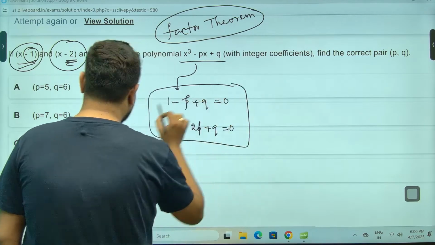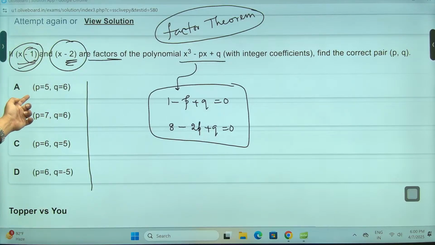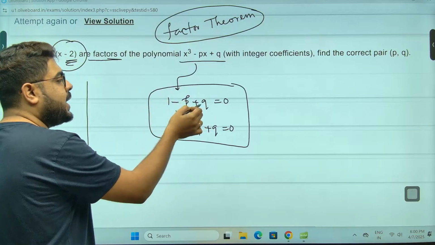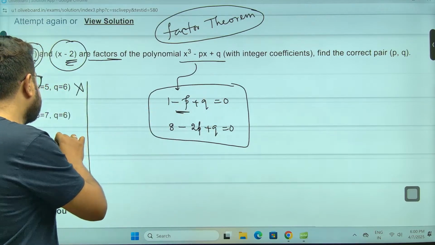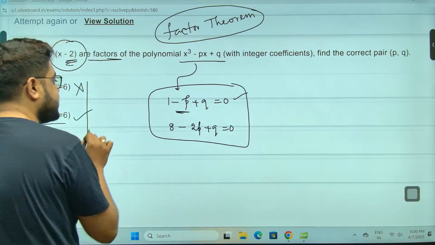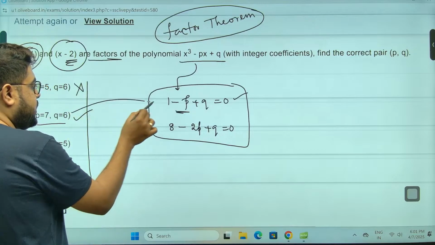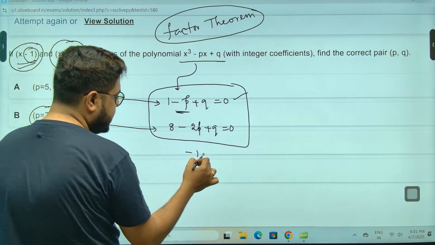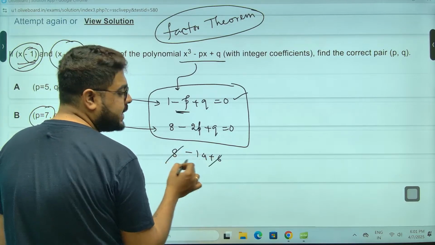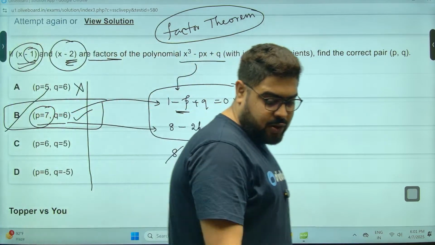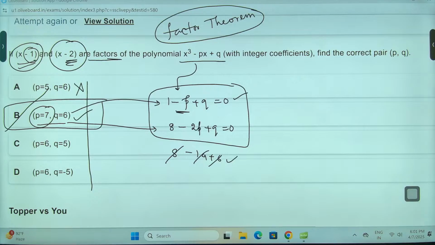Do not solve. Check the options. P is 5, Q is 6: 5 minus 5 plus 6 is plus 1, 1 plus 1 is 2, not 0. This won't be the answer. 7 could be it, because minus 7 plus 6 is minus 1. This might be the answer, matching the first equation. Now the second equation: 8 minus 2 into 7, minus 14 plus 6, is 0. Yes, 8 and 6 make 14. This is 100% my answer, option B. Do not solve, please do not solve.